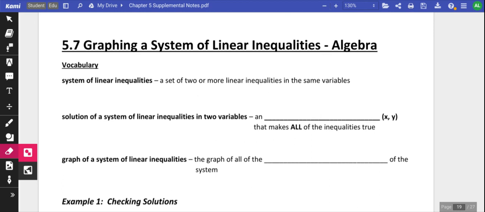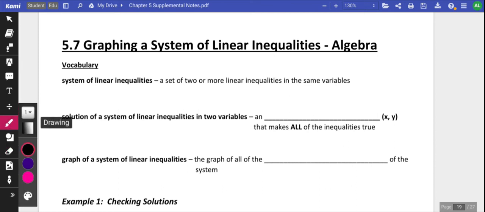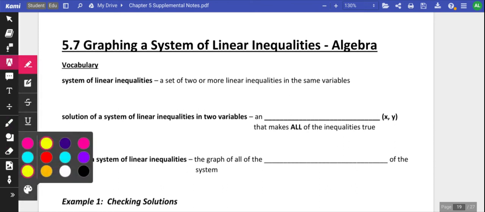Good morning, everyone. So today we are going to be going over the very last section that we have here in Chapter 5. Yesterday or earlier this week, we talked about graphing these linear inequalities. And now in 5.7, we're going to be graphing what we call a system of linear inequalities.